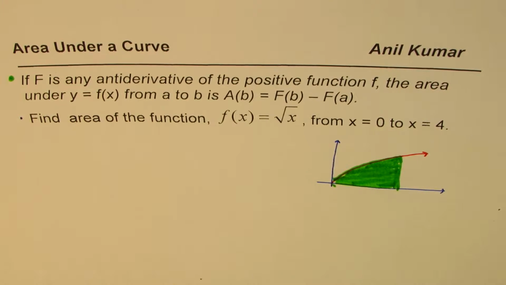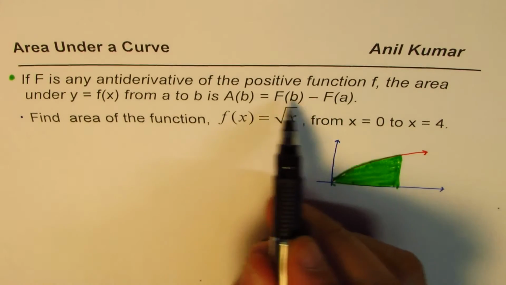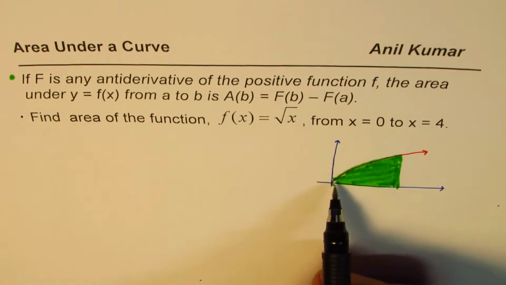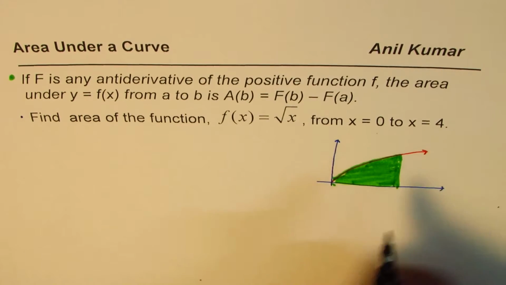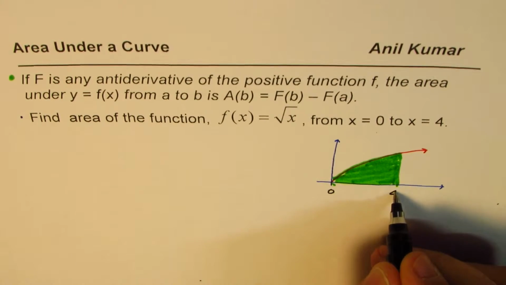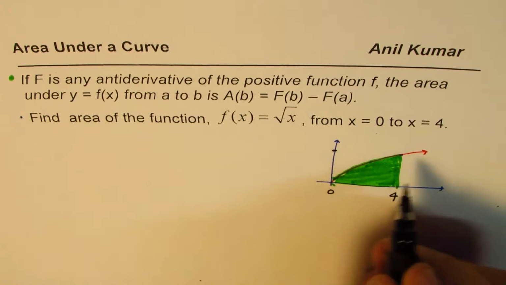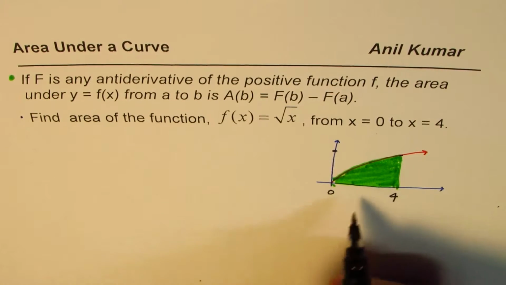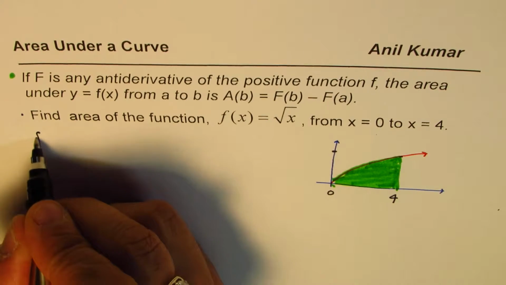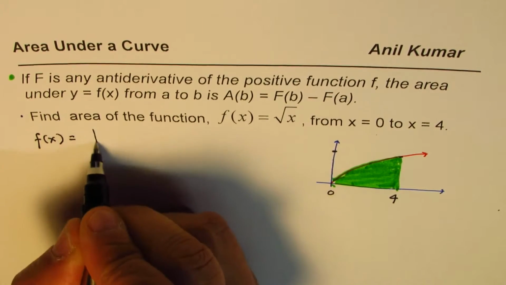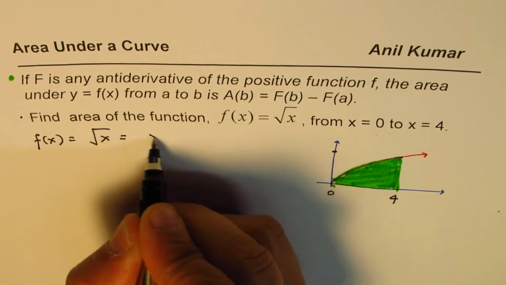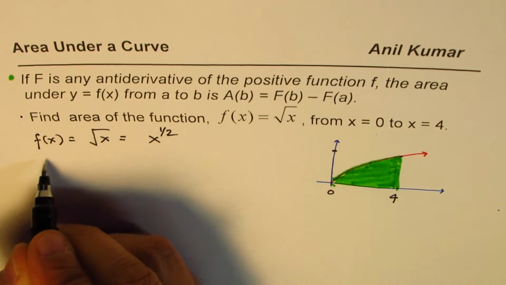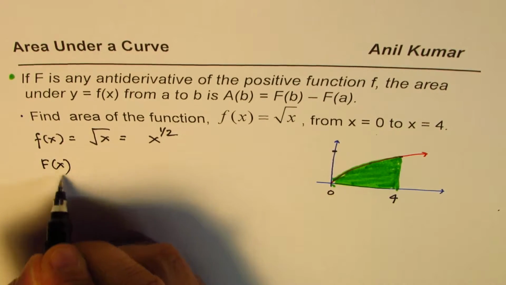So basically, we need to find the antiderivative of the function, and then the difference of the antiderivative's value for these limits, which in this case is 0 to 4, will give us the area under this function. That's the concept, correct? So we are given the function f of x equals square root of x, which I could write as x to the power of half. Now what is the antiderivative of this?